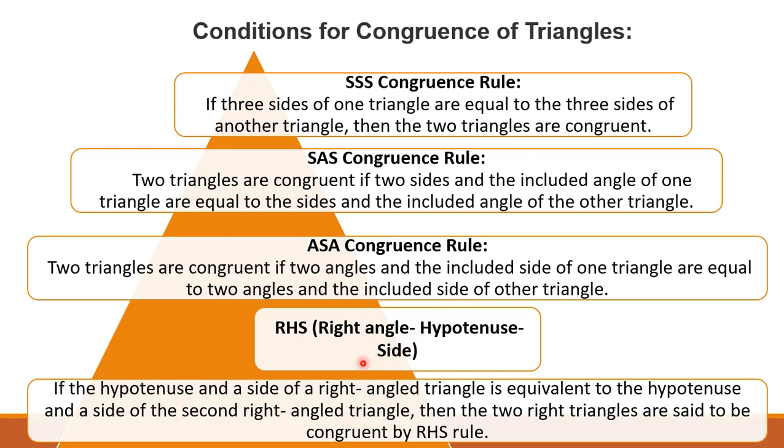And the special property for right angle triangles: if two right triangles are given, how can we say that the triangles are congruent? If the hypotenuse and a side of one right angle triangle are equal to the hypotenuse and a side of the second right angle triangle, we can say the RHS congruence condition. So let's start one by one. We will see what these conditions are in brief.